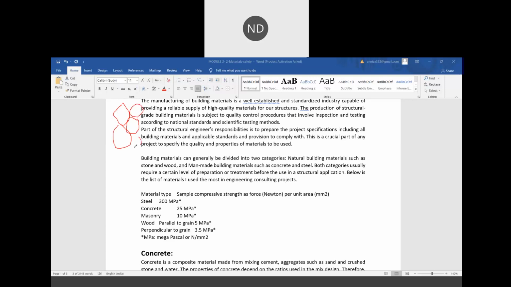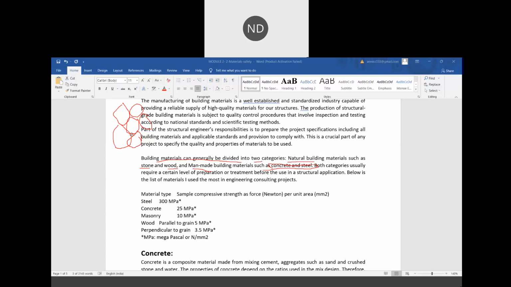Suppose you are making a wall. That wall is made up of naturally available big stones or gravels. In that case, our cost is less here. We can use that. So basically, building materials can generally be divided into two categories: natural building materials, which are stone and wood, and man-made building materials. Man-made ones are concrete and steel.